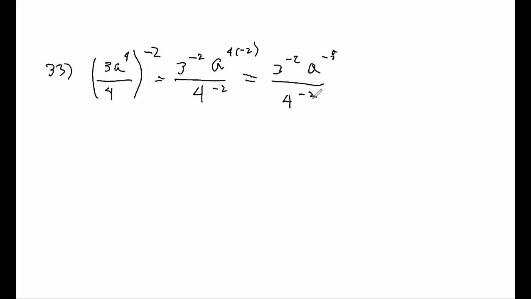But I have all these negative powers. So now I have to use my negative quotient rule to get them to be positive powers. So that means that the 3 to the negative 2 will have to go downstairs and become 3 squared. The a to the negative 8 will have to go downstairs and become a to the 8th. And the 4 to the negative 2 will have to go upstairs and become 4 squared.